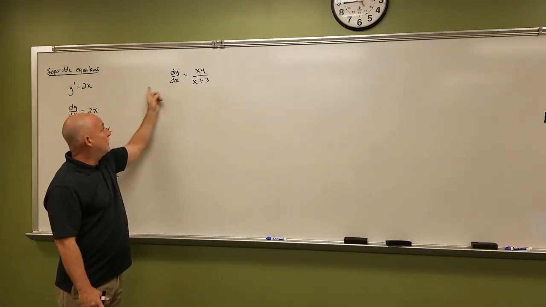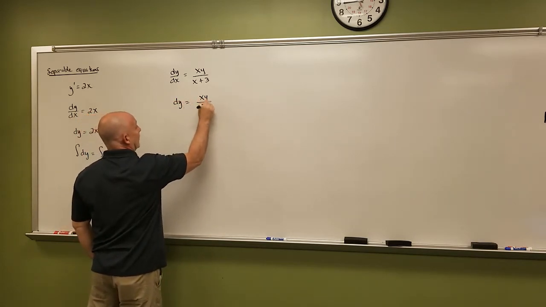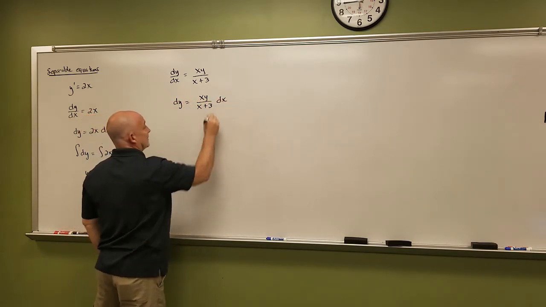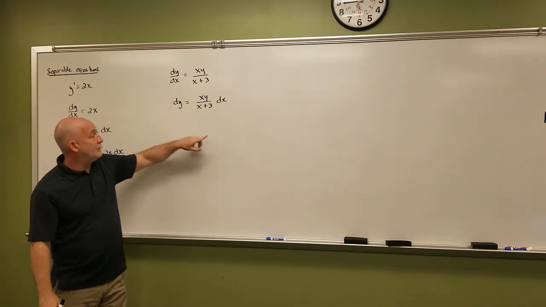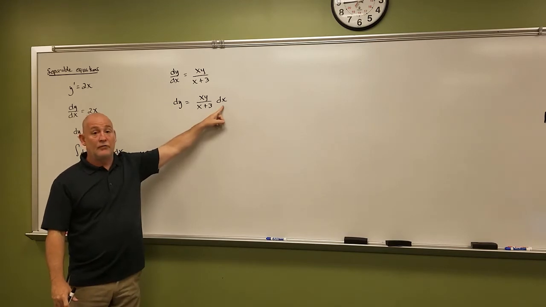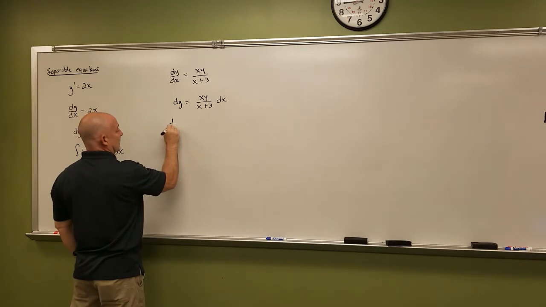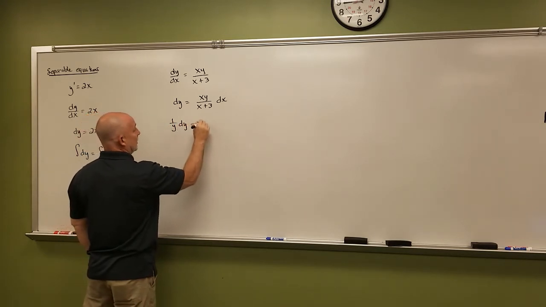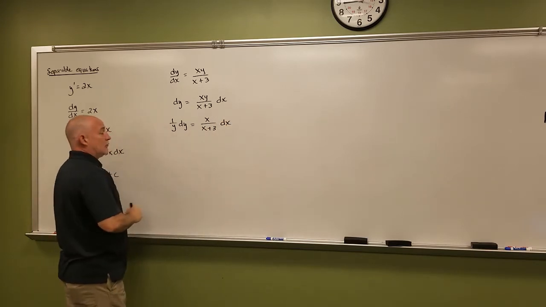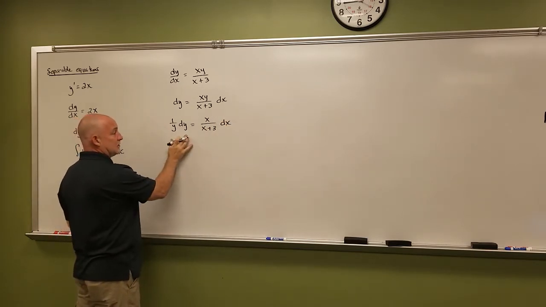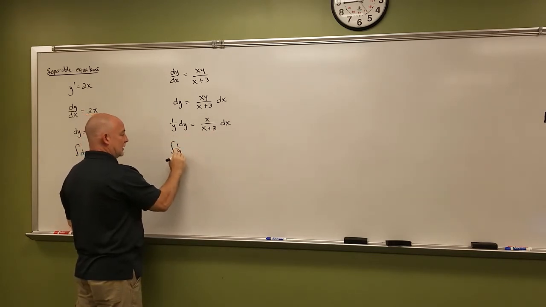So if you notice, if I clear this differential, and we end up with this xy over x plus 3 dx, this is already kind of telling you what you need. You need any functions of y on the left and any functions of x on the right. So you can see I could get all the y's on one side if I just divide both sides by y. So 1 over y dy is equal to x over x plus 3 dx. So now to finish this, since I have all the x stuff on one side and all the y stuff on the other side, all I have to do is integrate.